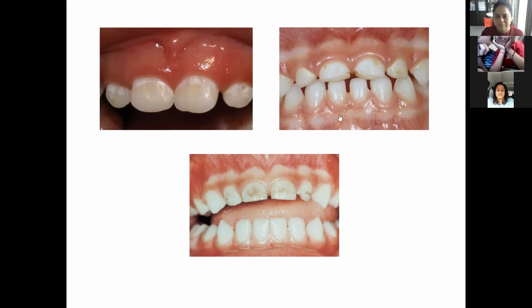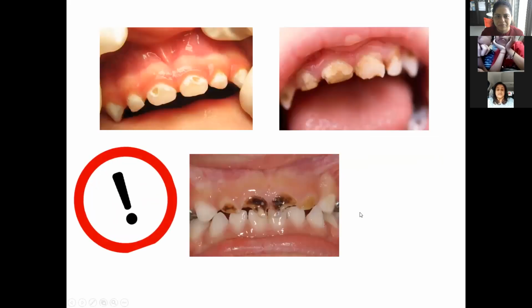Ma'am, can you change the slide? If you ignore these white lesions, you will be coming to the dentist with these cavities. Can you see how badly the front teeth are cavitated? You usually visit the dentist when you see black spots on your teeth, not when you see white spots. So you need to visit the dentist as soon as you see those white spots on the teeth, because those white spots are nothing but the initial cavity lesions. These provoke and transform your teeth into black decays.